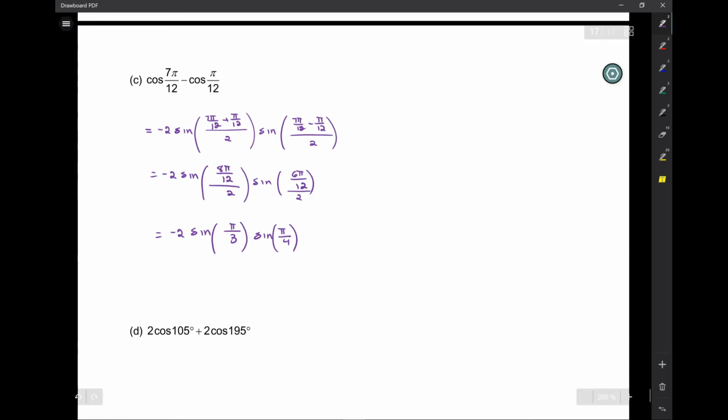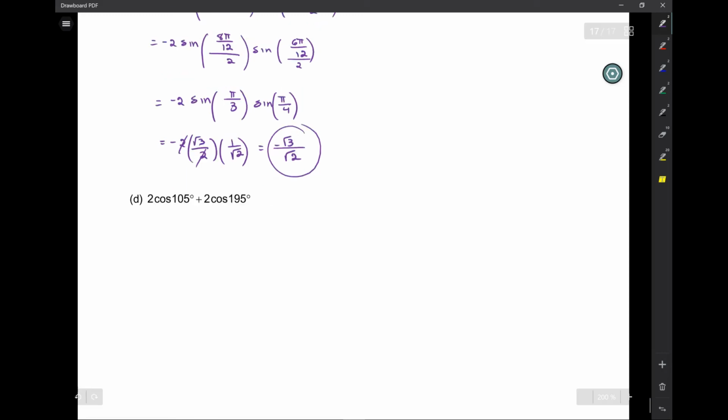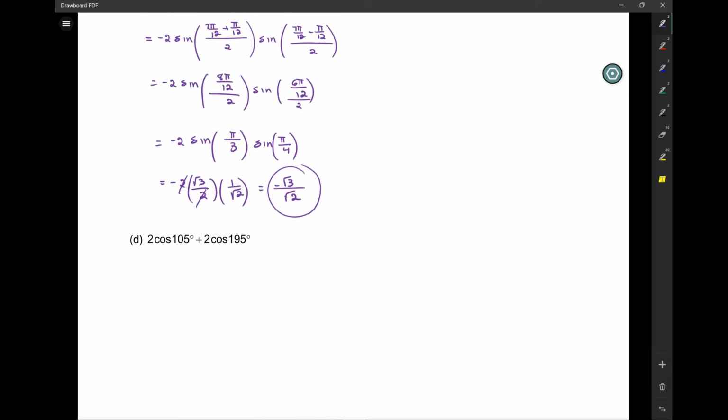Actually, this is a pi over 3, not a 2 pi over 3. So 2 sine pi over 3 times sine pi over 4. This is negative 2 sine of pi over 3, root 3 over 2, sine of pi over 4, 1 over root 2. We got it right. Now this 2 cancels with this 2. Negative root 3 over root 2. Okay, so that's that one. Last but not least.